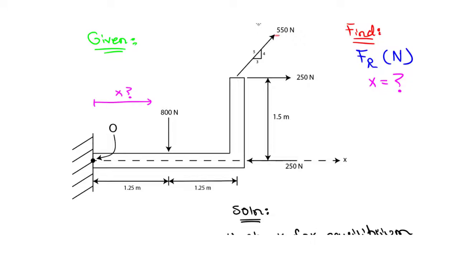But also, we have the 550 newtons, which will have a respective x component, right? So that one is going to be the force in the x this way.